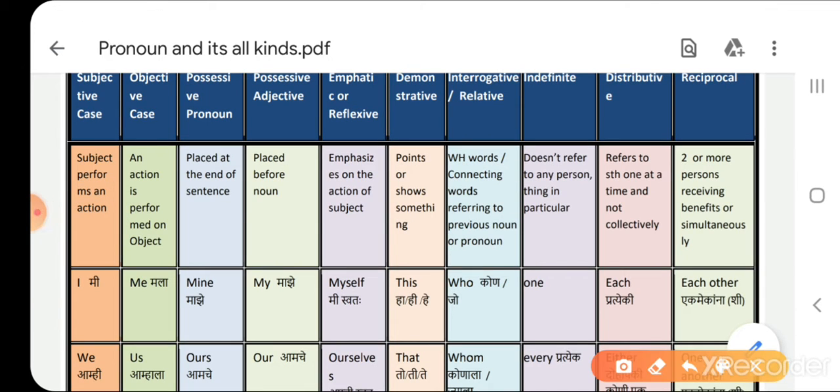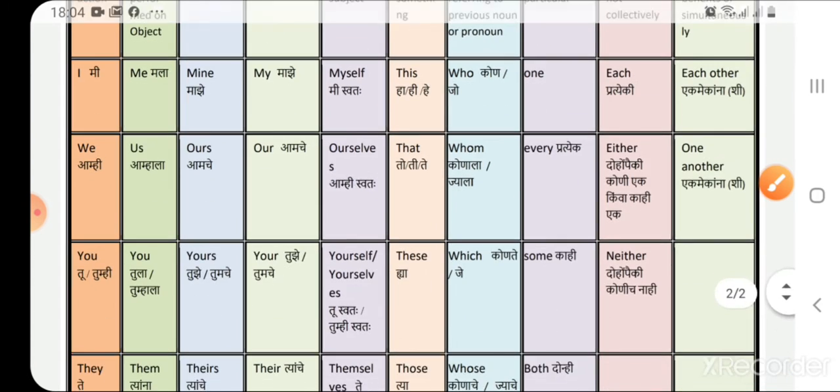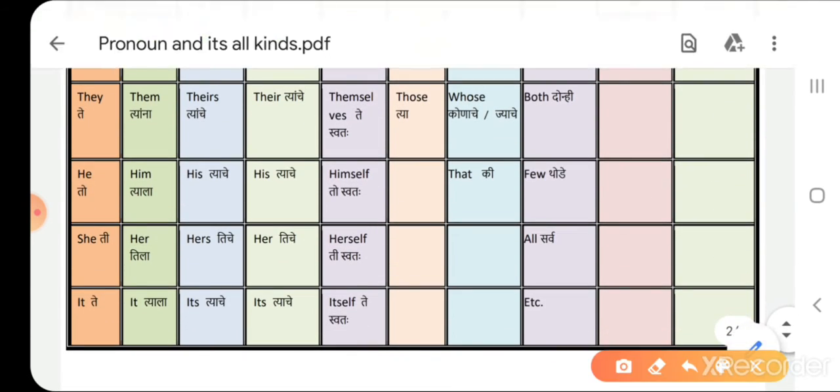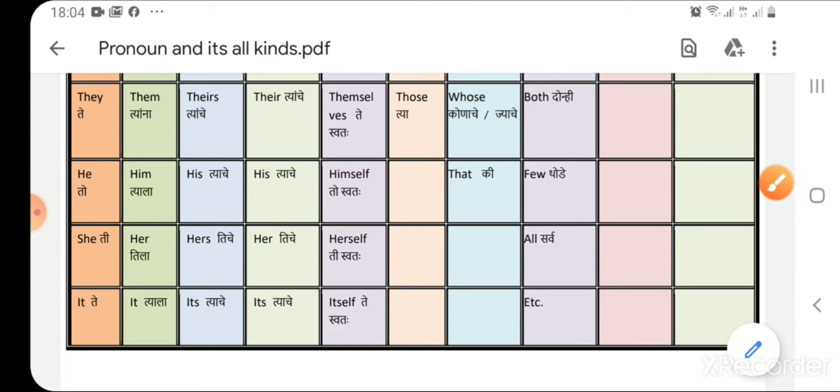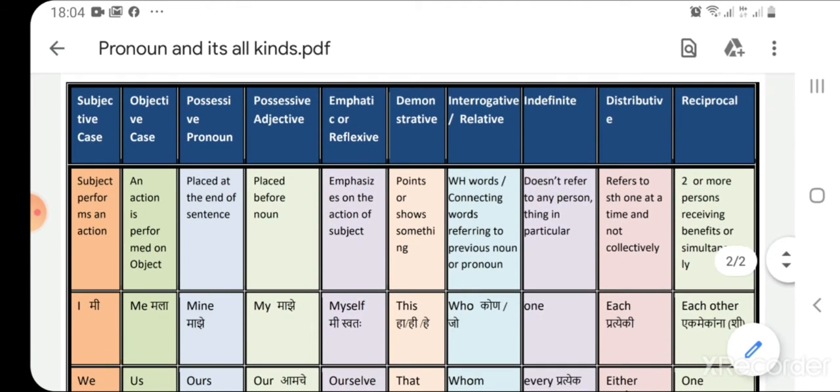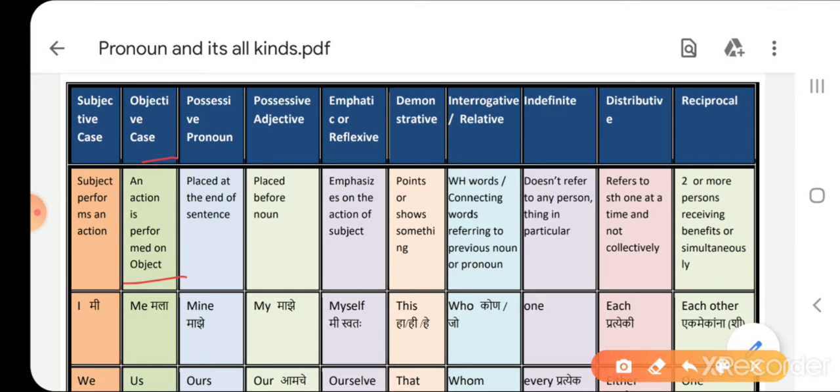The next subtype is an objective case. It includes me, us, you, them, him, her, it. Action happens on objective case pronouns. That means an action is performed on object. For example, she congratulated me. Here, doer of an action is she. Action of congratulation happens on me pronoun. Thus, me is an objective case.